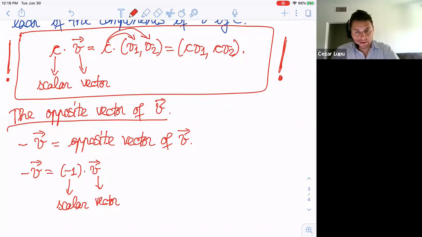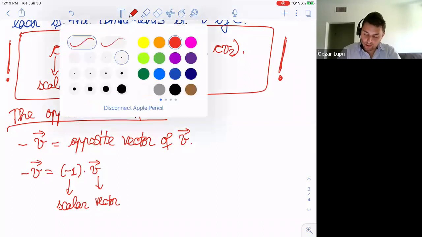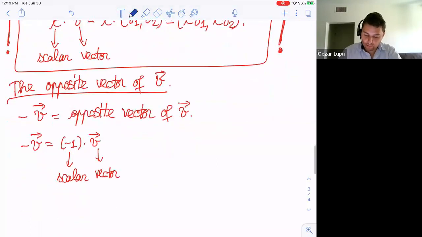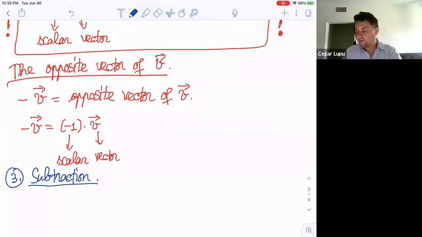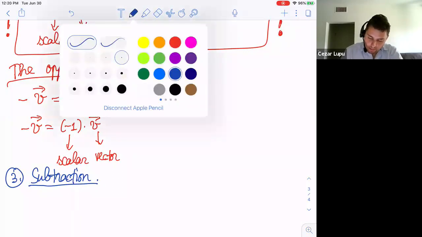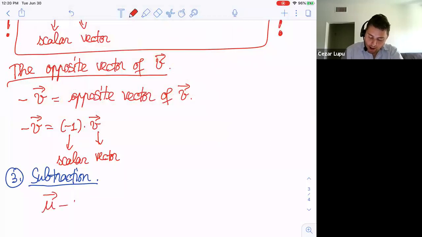Also, based on this, we can define the subtraction of two vectors. So we can subtract two vectors. So the third operation, subtraction. We can define u minus v. In fact, let me write it with arrows: u vector minus v vector. Guess what? This is nothing else than just u plus negative v, the opposite vector.